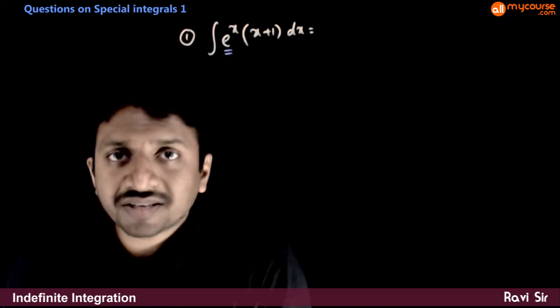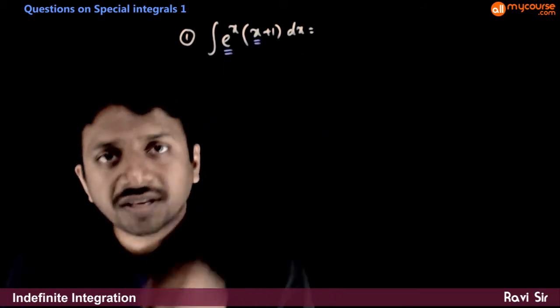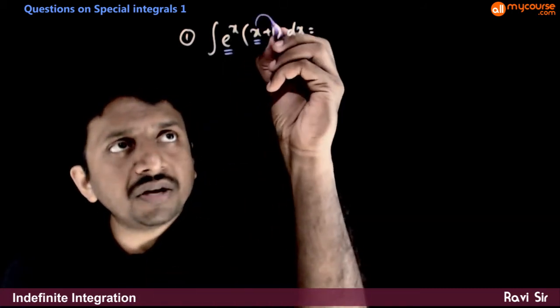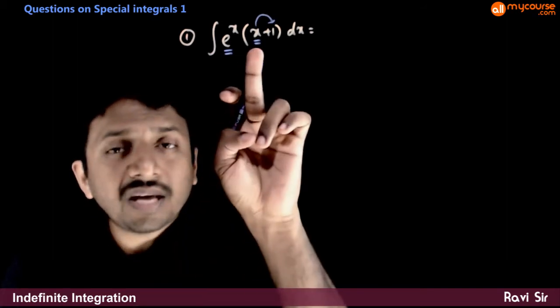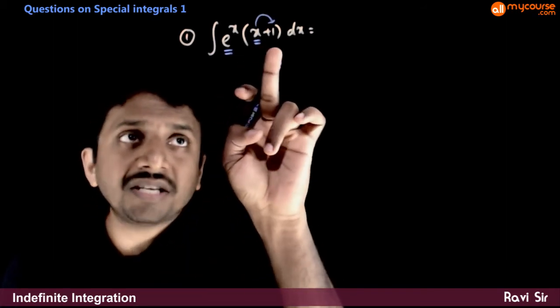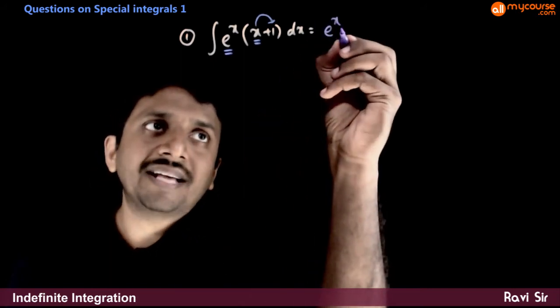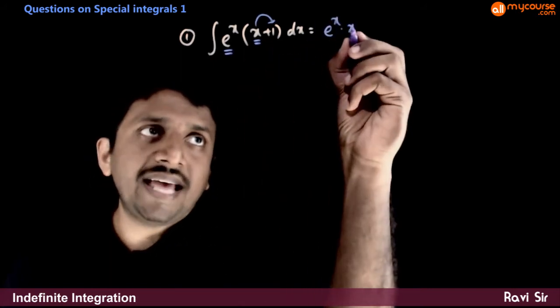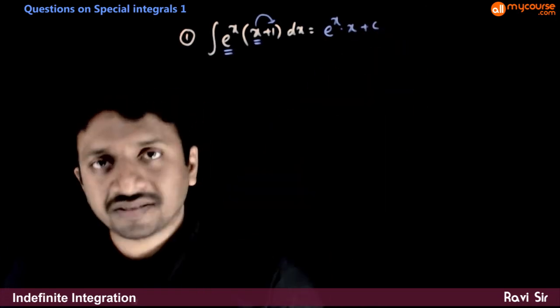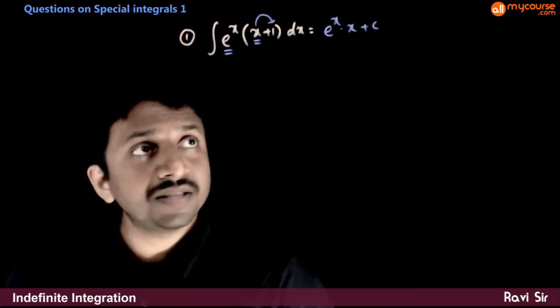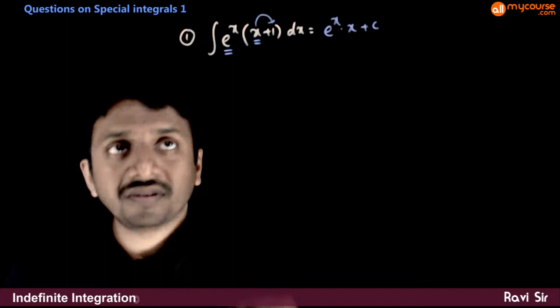So you have an e^x here, you have some function of x here, and what is the differentiation of x? 1. Some f(x) plus the differentiation of this f(x). So the answer is e^x times f(x), that is x times e^x plus c. So that will be the direct answer to this question.